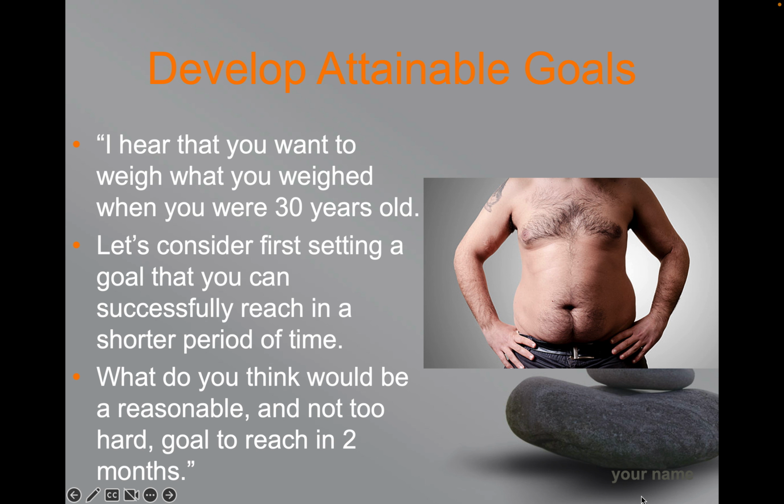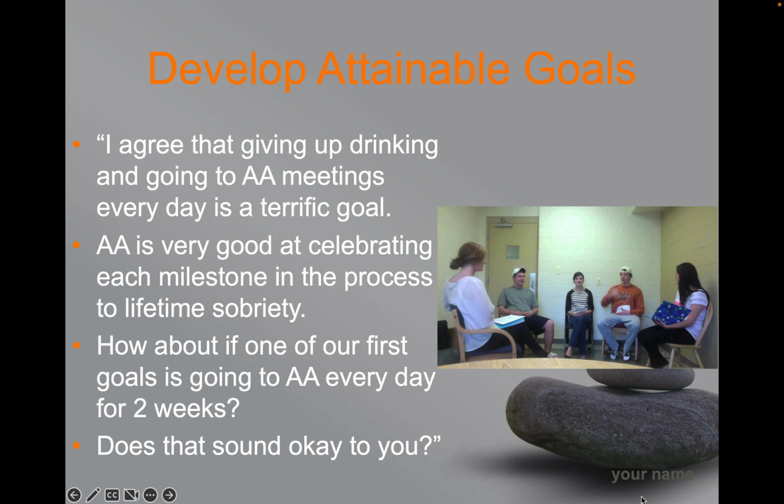I hear that you want to weigh what you weighed when you were 30 years old. Let's consider first setting a goal that you can successfully reach in a shorter period of time. What do you think would be a reasonable and not too hard goal to reach in 2 months? I agree that giving up drinking, going to AA meetings every day is a terrific goal. AA is very good at celebrating each milestone in the process of lifetime sobriety. How about if one of our first goals is going to AA every day for 2 weeks? Does that sound okay to you?